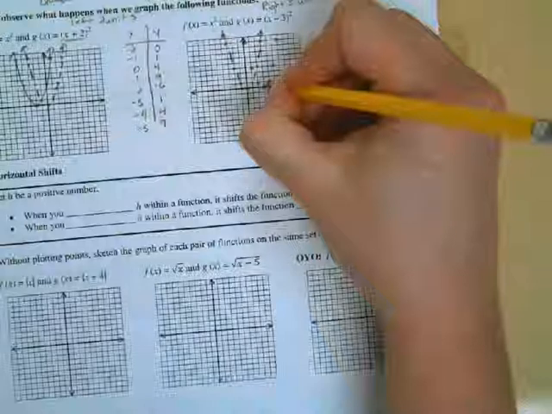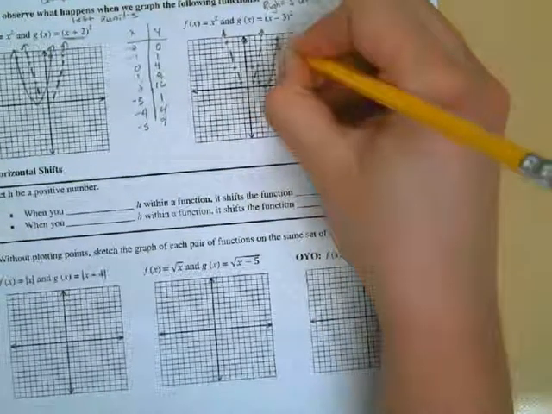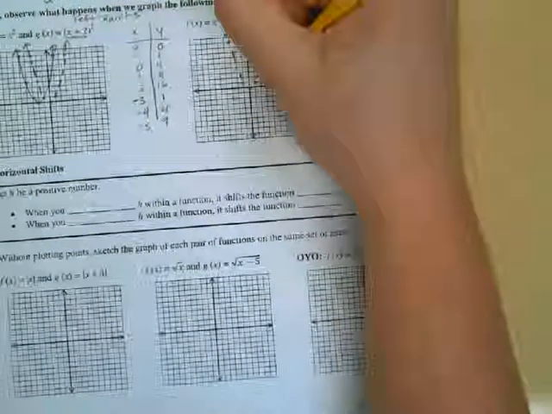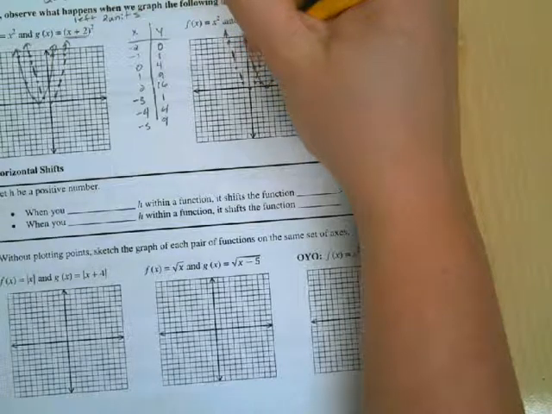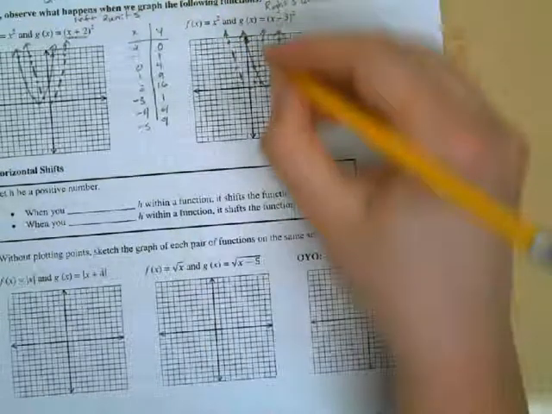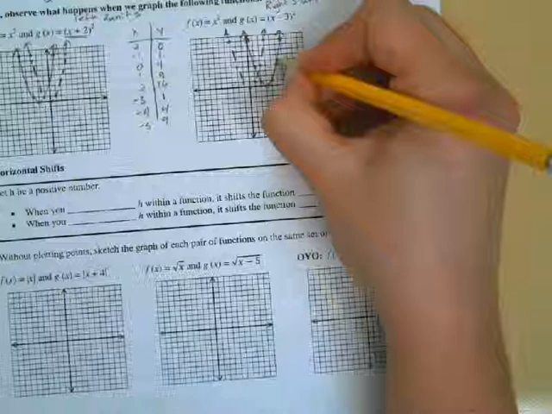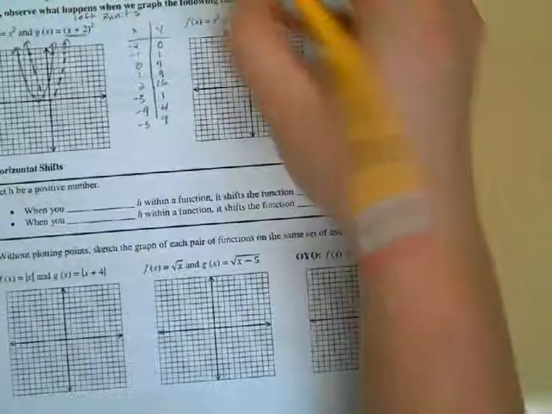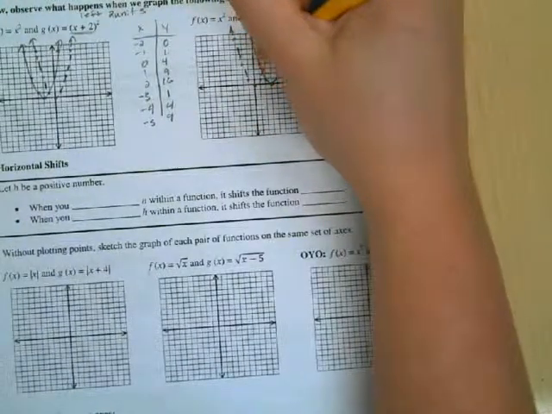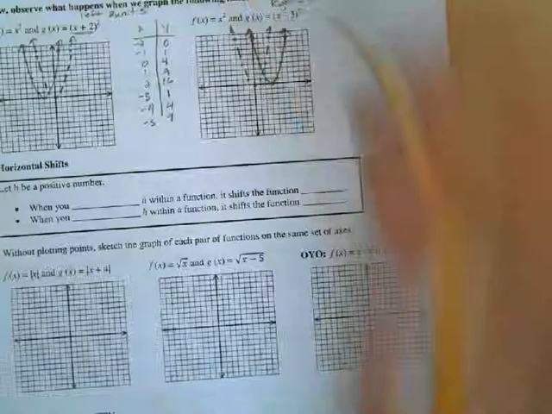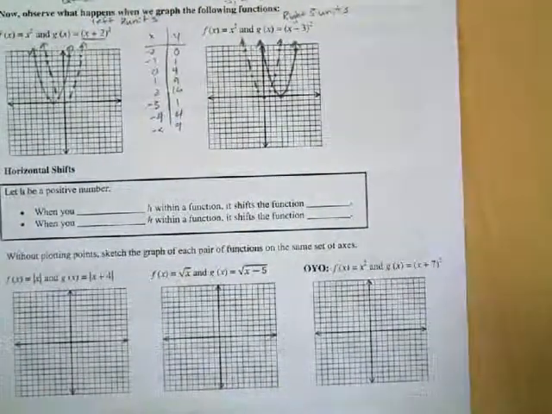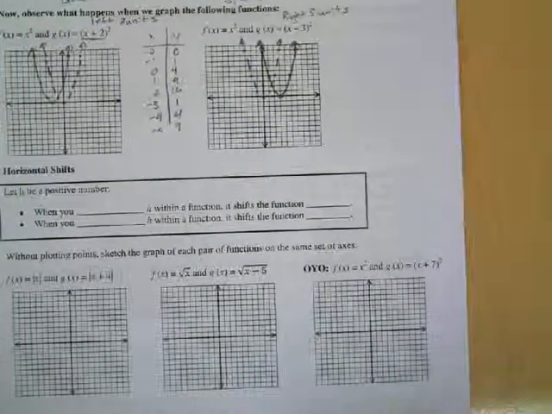Okay, so when I draw my new graph, it looks identical to the first graph, only shifted to the right. Let me darken that up a little so you can see it a little better. Okay, so same thing as the first one, only shifted to the right 3 units. And that's all that's really happening here.